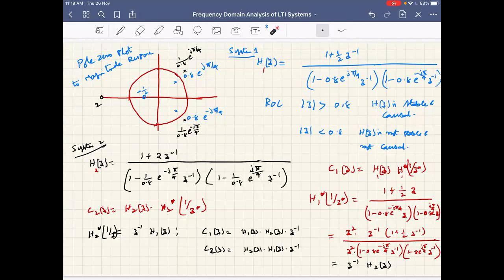Okay, so now you can see, as a summary, both system 1 and system 2 have the same magnitude response. Okay, and how many such possible systems are there for a given pole-zero plot? That we will see next.